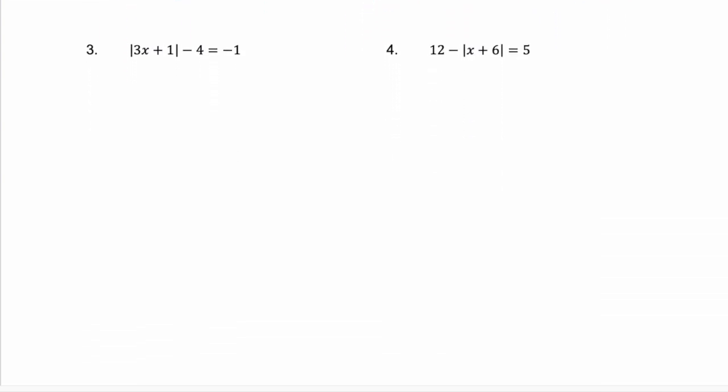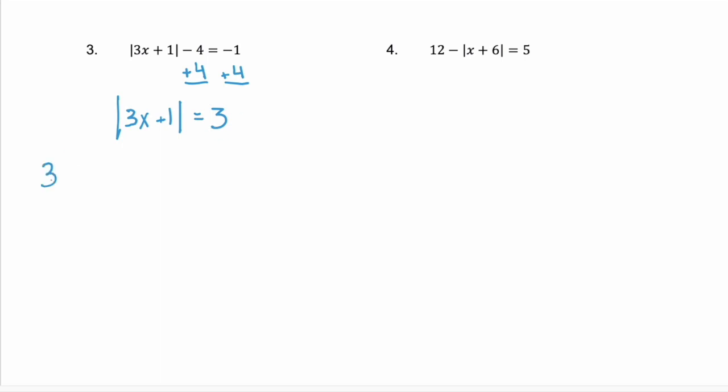Now look at example 3. We have an absolute value minus 4 equals negative 1. Well, when you're solving an absolute value, you need to isolate the absolute value first, and then you can evaluate it. So let's add 4 to both sides, and we see that we have the absolute value of 3x plus 1 equals 3. This we can solve because it's looking at a distance of 3 units.